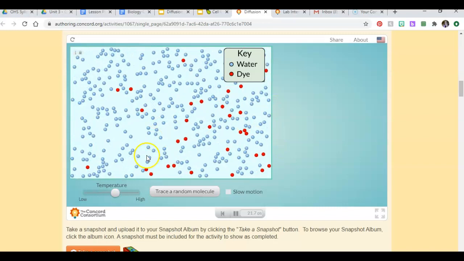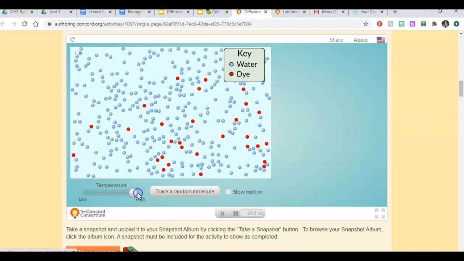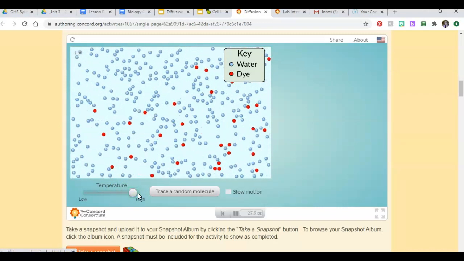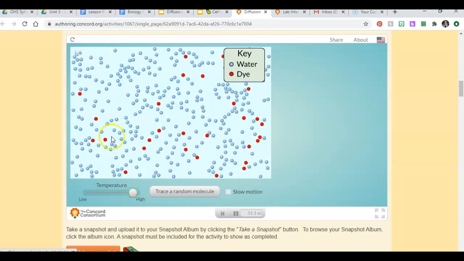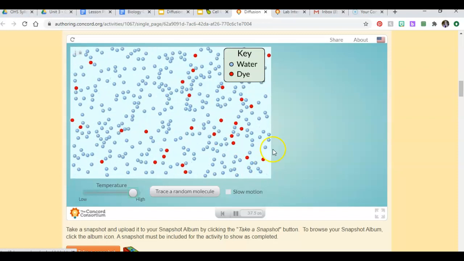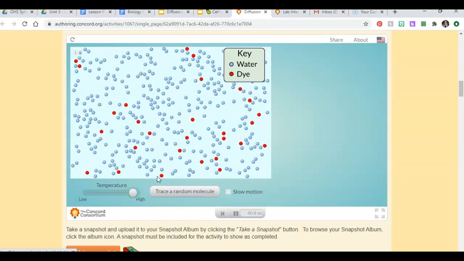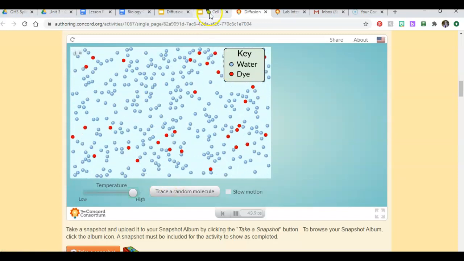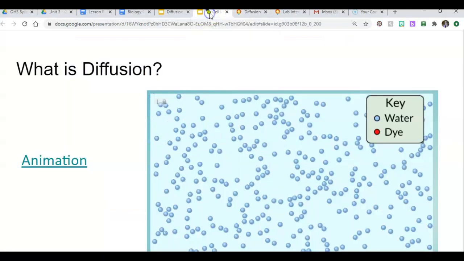We still have quite a few in this corner. Let's make it go a little faster here. Eventually they're going to be all over here, right? And they're going to be evenly distributed. They're not going to be stuck in this little corner. This idea is called diffusion. So let's go back.